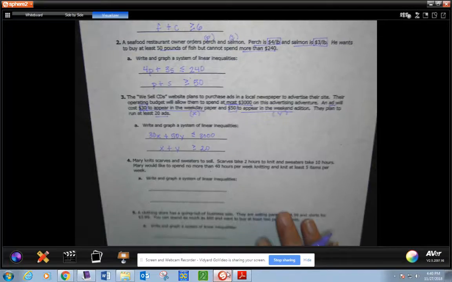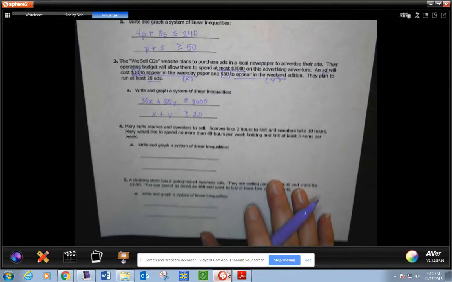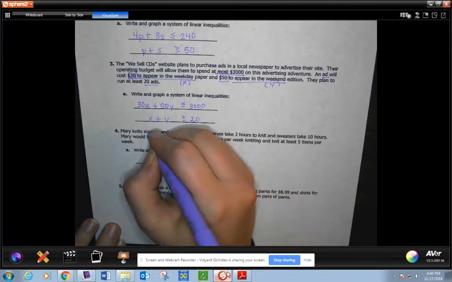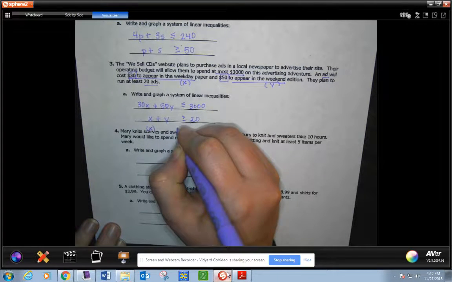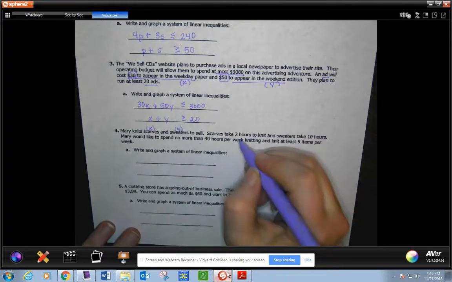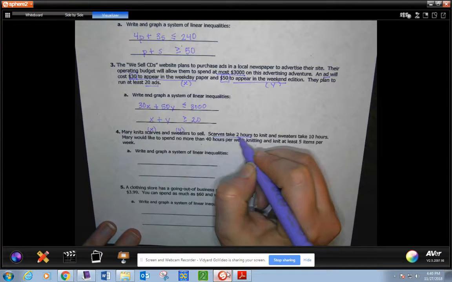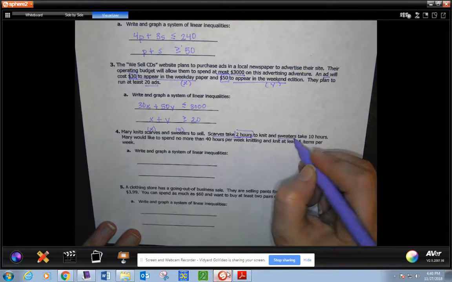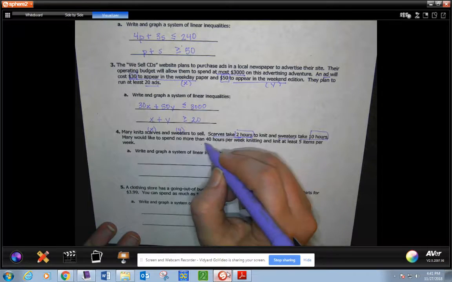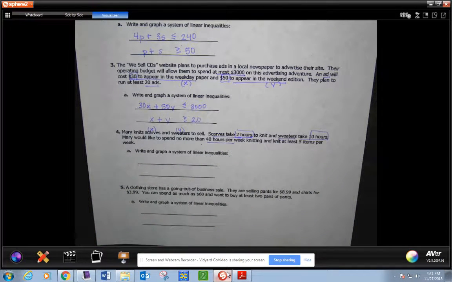For number 4, Mary knits scarves and sweaters to sell. Okay, we're talking about scarves and sweaters. Again, those are both S's, so I'm going to call scarves X and sweaters Y because I can't use S and S. Scarves take 2 hours to knit. Sweaters take 10 hours. Mary would like to spend no more than 40 hours per week knitting and knit at least 5 items per week.